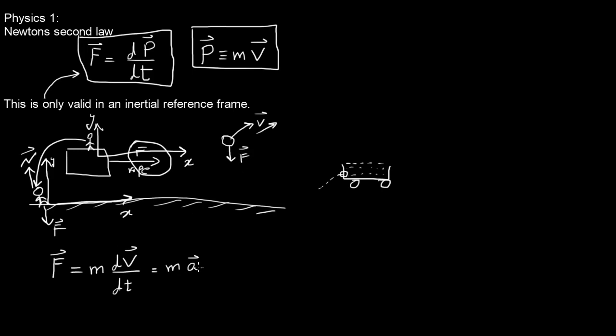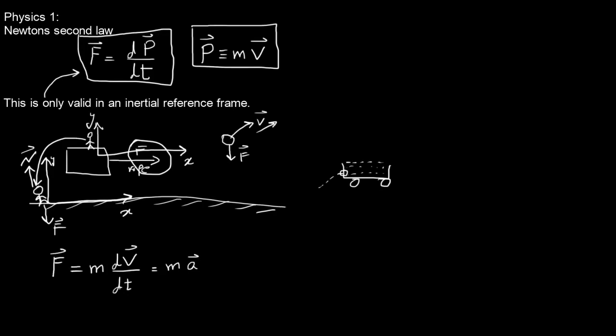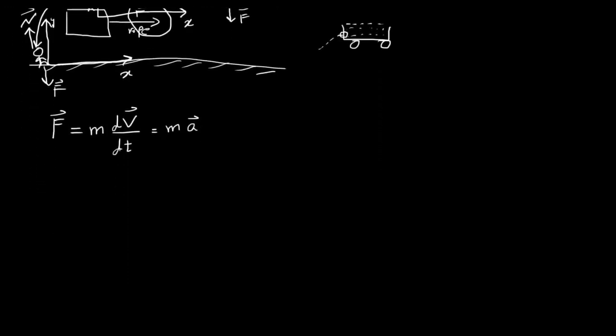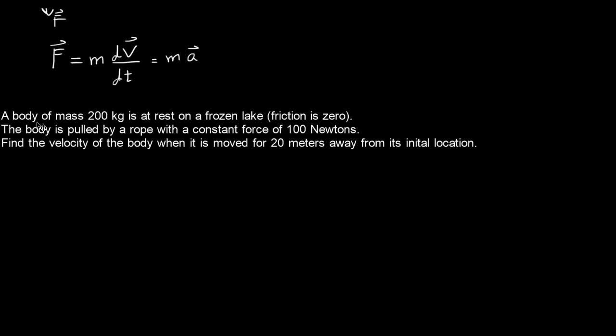I can use this equation. Now let's use Newton's second law to solve a couple of problems such that we are well familiar and comfortable with this law and how to use it. So a body of mass 200 kilograms is at rest on a frozen lake. Friction is 0. So let's say I have a frozen lake.